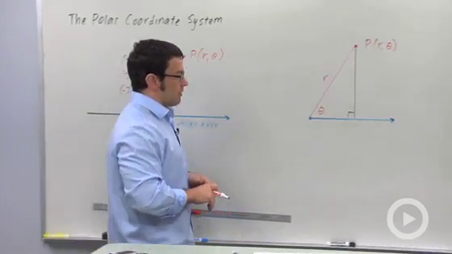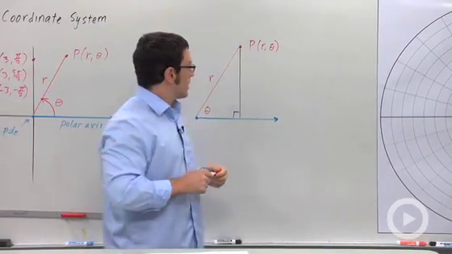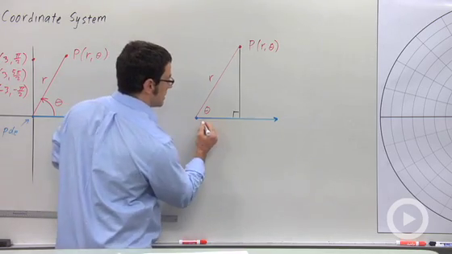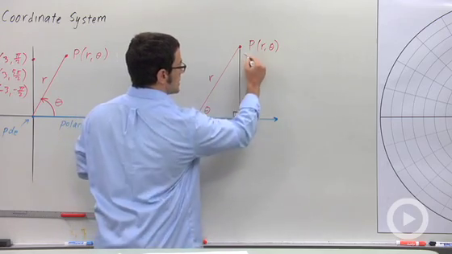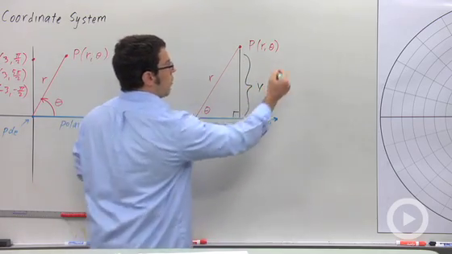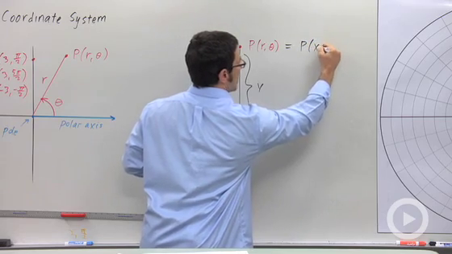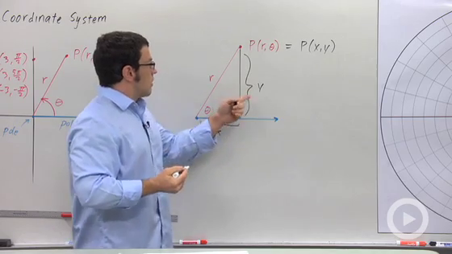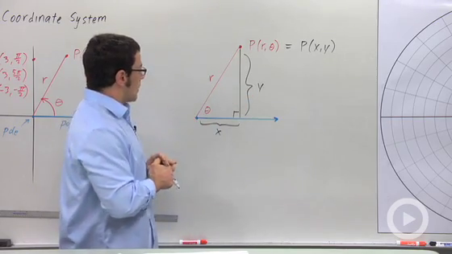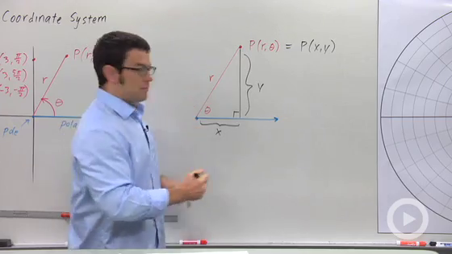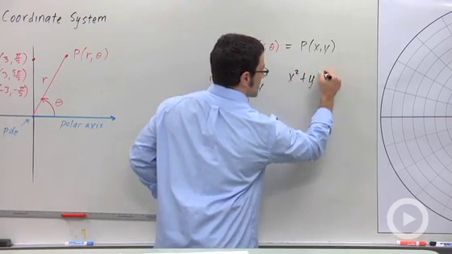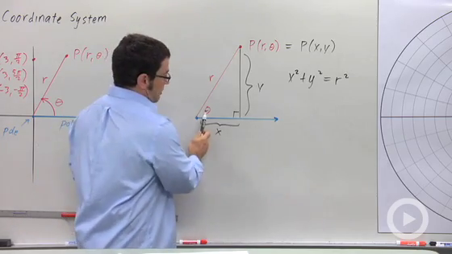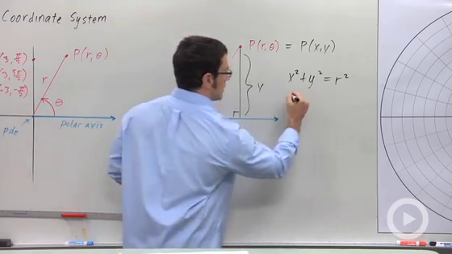Now, another thing to be aware of is how to convert from polar coordinates to rectangular. And to do that, we need a little trigonometry. So let's call this distance x and this distance y. And then the point P can also be described by the coordinates x and y, if this is the origin. Well, how are x, y, r, and theta related? Well, for one thing, they have the Pythagorean theorem. x squared plus y squared equals r squared. For another, tangent of theta equals y over x.